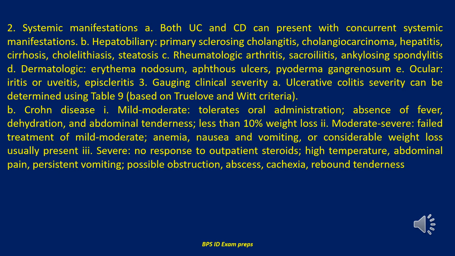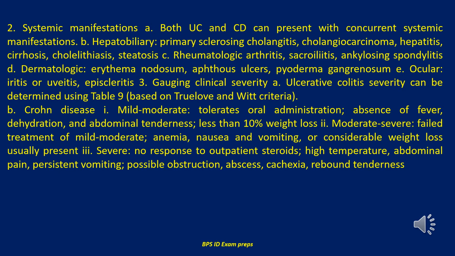3. We will briefly tackle gauging clinical severity. A. Ulcerative colitis severity can be determined using Table 9, based on Truelove and Witt criteria. B. Regarding Crohn's disease. 1. In mild to moderate cases, patients tolerate oral administration, there is an absence of fever, dehydration, and abdominal tenderness, and there is less than 10% weight loss.